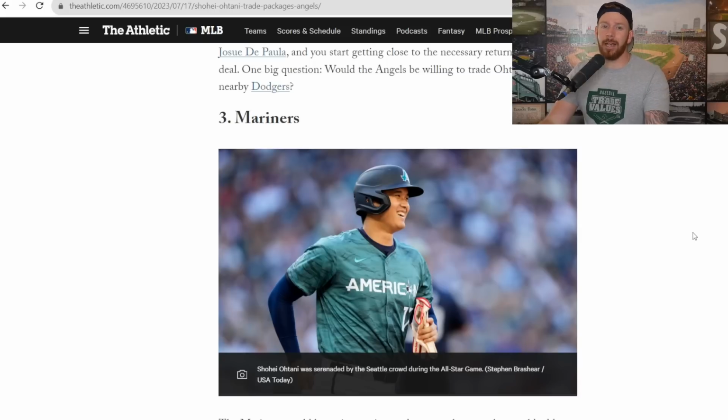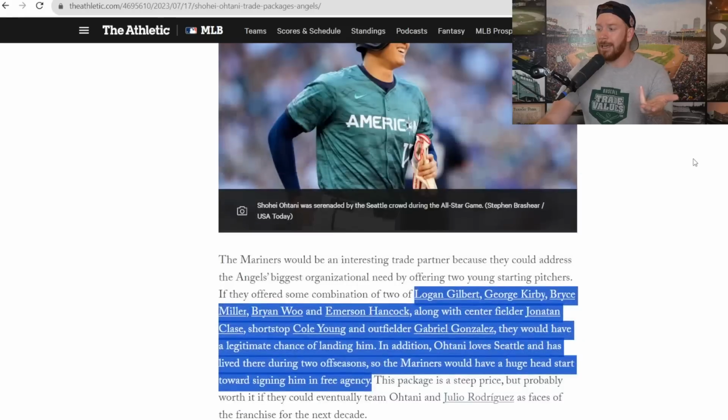Up next, he has the Mariners, and if you remember at the All-Star game, the people of Seattle were chanting for Ohtani to come to their team, but I don't see the Mariners being serious contenders for Ohtani. If they were heading shoulders above the other teams in the American League, then sure, I could see that, but I don't see them wanting to dish out prospects for 2 months of Ohtani when they're still trying to fight their way back into the wild card race. But let's say they have a change of heart, let's take a look at the package.